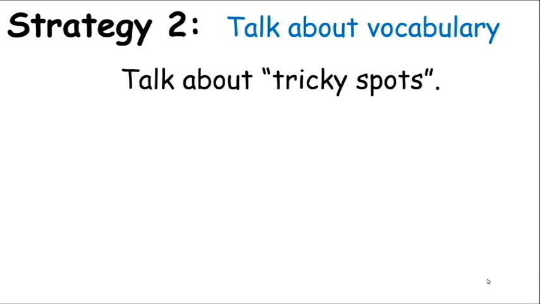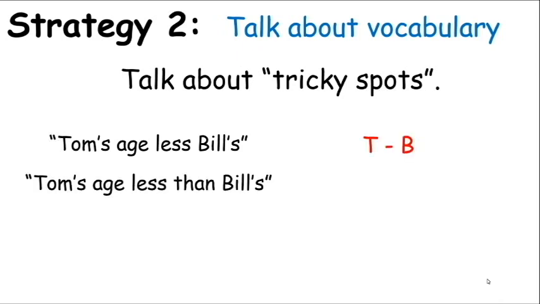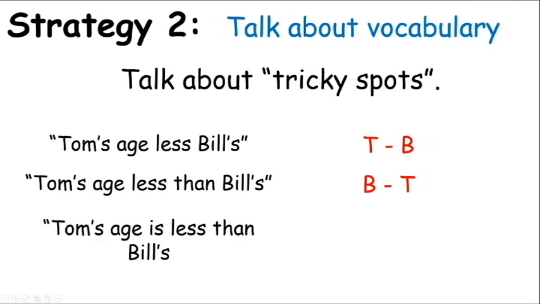We also want to make sure that we articulate to students that there are certain tricky spots that will come up when they're working in these word problems. For example, when I say Tom's age less Bill's, I mean T minus B. But when I talk about Tom's age less than Bill's, it's B minus T. And Tom's age is less than Bill's. Notice that verb snuck in there. That turns this into an equality symbol. T is less than B.